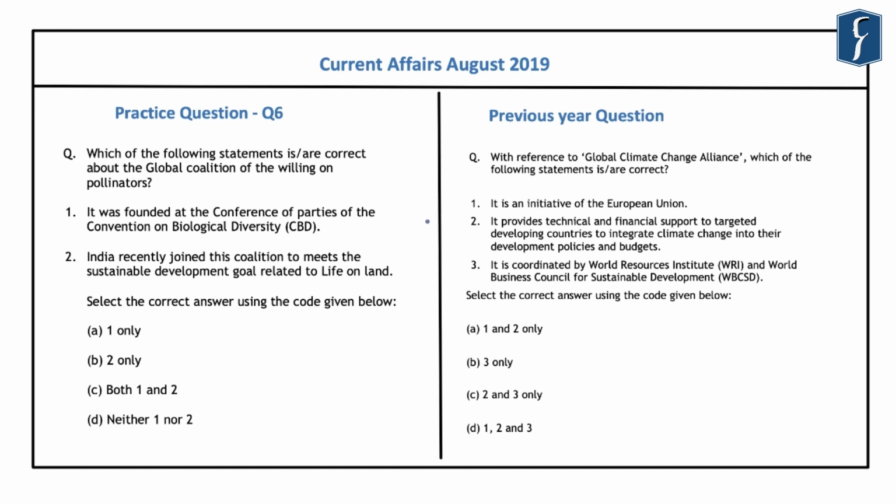Now, the sixth question has been created based on the Global Coalition of the Willing on the Pollinators. Now, this Global Coalition of the Willing on the Pollinators was in the news in the month of August because Nigeria had become the 4th African country to join this Global Coalition of the Willing on the Pollinators. Now, this question has been formed based on another global climate change alliance about which a question was asked in the preliminary examination of the year 2017.